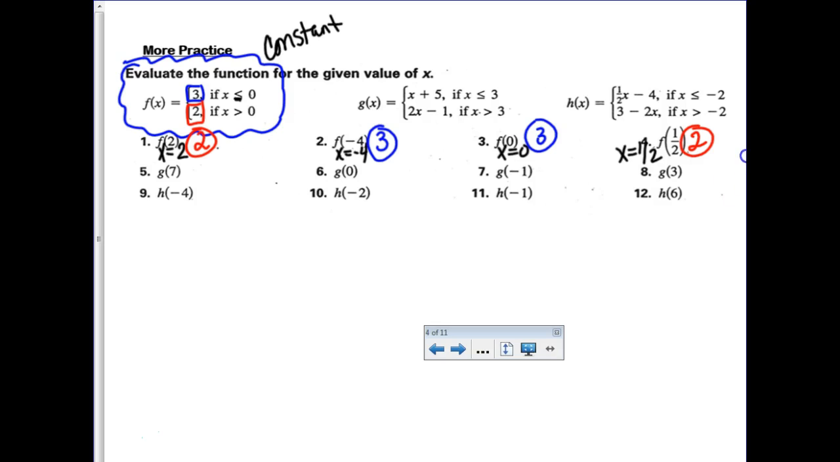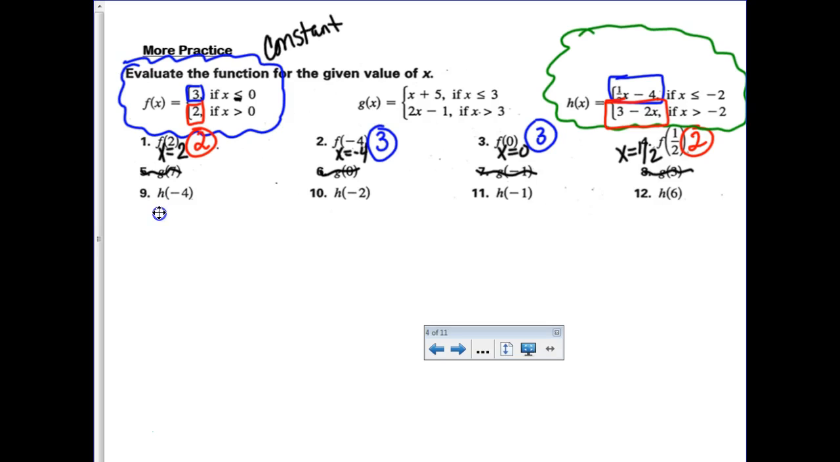For the sake of space, do you mind if we just scribble out g? There's just a lot of stuff going on here. Let's look at function h. So if you have 2 colors, let's use them. This says 1/2 x minus 4, and this says 3 minus 2x. We're going to use that top function if your x's are less than or equal to -2, and the bottom function if your x is greater than -2. So watch which part of the domain we're in when we ask these questions.